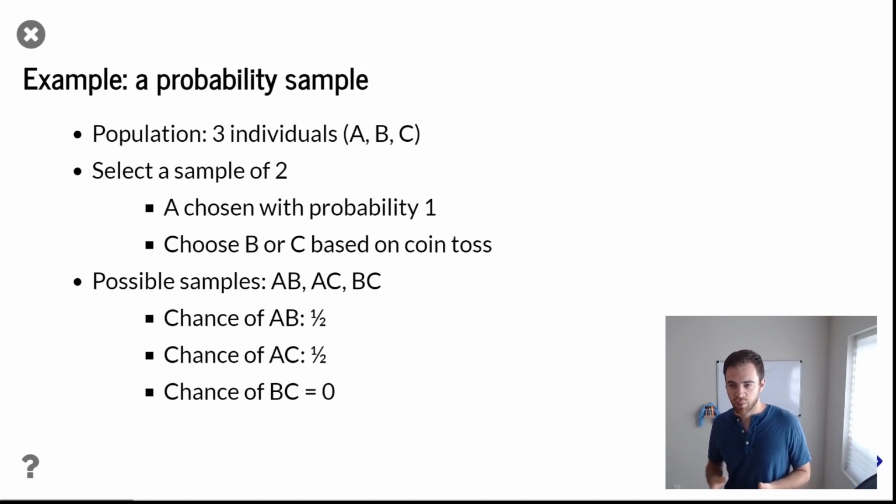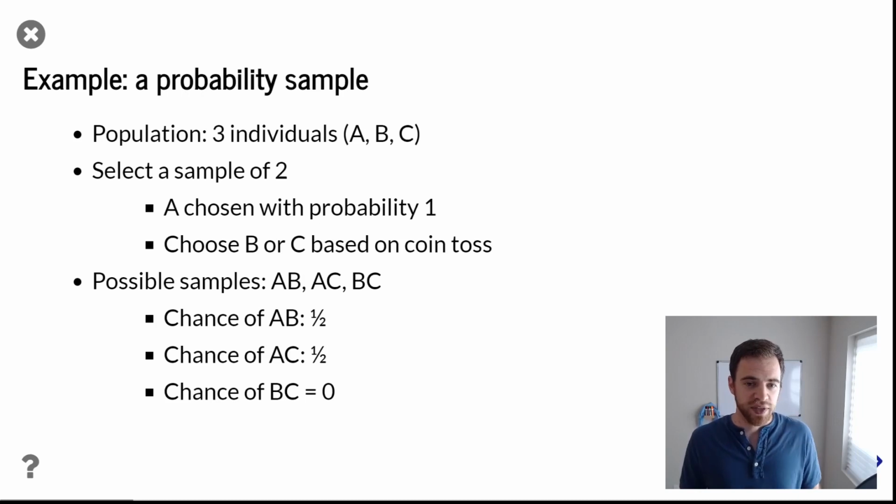Okay, so here's another example of a probability sample. I have a population of 3 individuals, A, B, and C, and I want to select 2 of them. Okay, so here's one way of doing it. I'm going to choose A with probability 1. That means I'm always going to take A, and then I'll choose between B or C based on a coin toss. I'll flip a coin. If it's heads, I'll choose B. If it's tails, I'll choose C. This is kind of a weird way of selecting people.